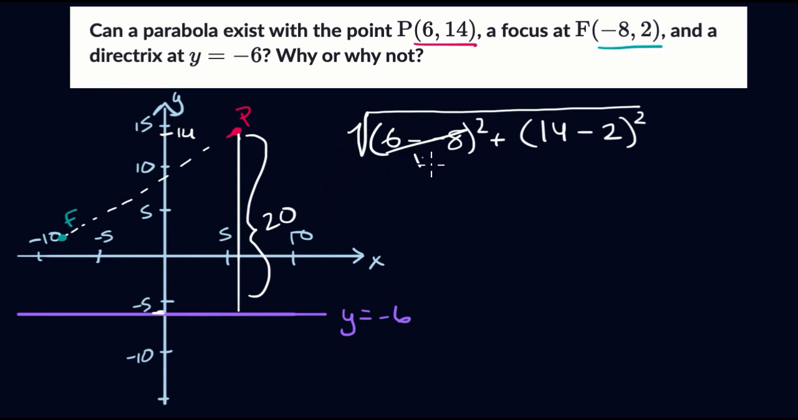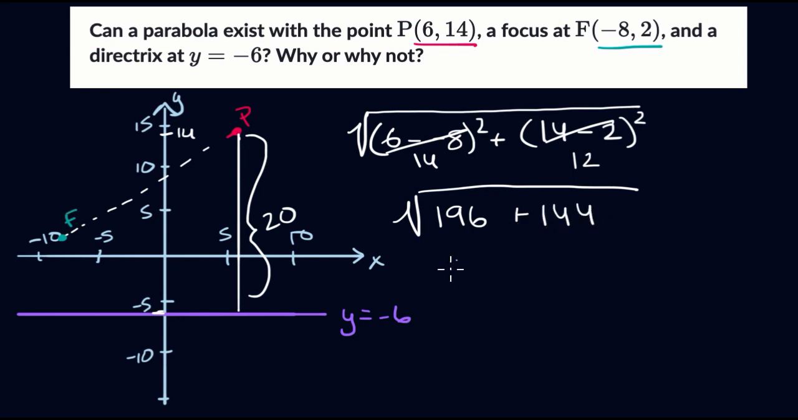I just had a fever, so my brain's a little bit foggy still. So 6 plus 8 is 14 squared, and then this is going to be plus 12 squared. So this is going to be the square root of 14 squared, which is 196, plus 144. Am I doing this right? Yep, that's going to be the square root of 340.